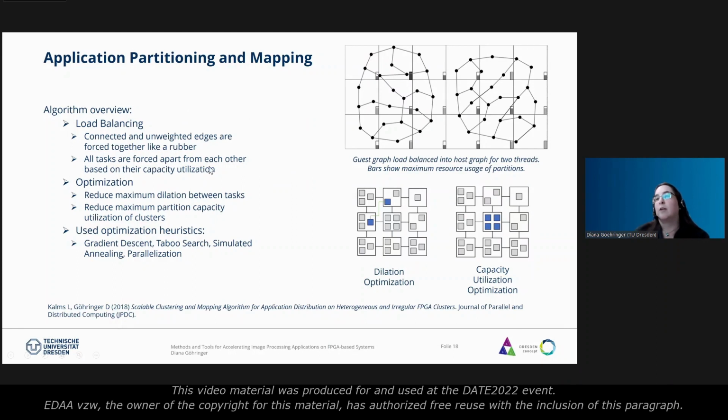And therefore, the algorithm has mainly 2 parts: load balancing, which tries to make a good placement here, and optimization to reduce those wires here, to place tasks which communicate strongly with each other closer to each other. And of course, to avoid something like this, where only one task is mapped here and this partition is really full. For this, the algorithm internally uses different heuristics and gradient descent, tabu search, and simulated annealing, combined with a parallelization of searching in a search space using multiple threads. And for more information or details, you can also ask me or have a look at that paper here.